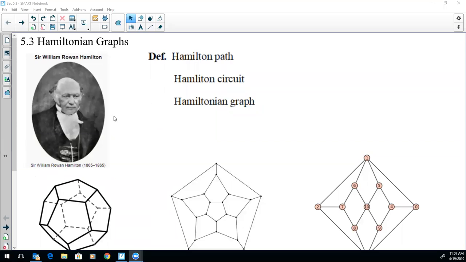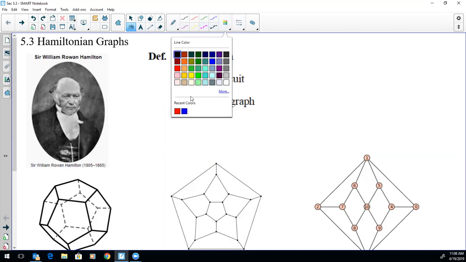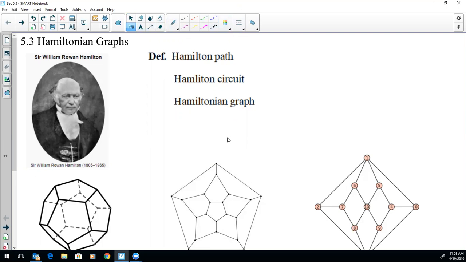So let's make a few definitions here. We're looking at Hamiltonian paths, excuse me. A Hamiltonian path is a path between two vertices in a graph if it passes through each vertex exactly once.